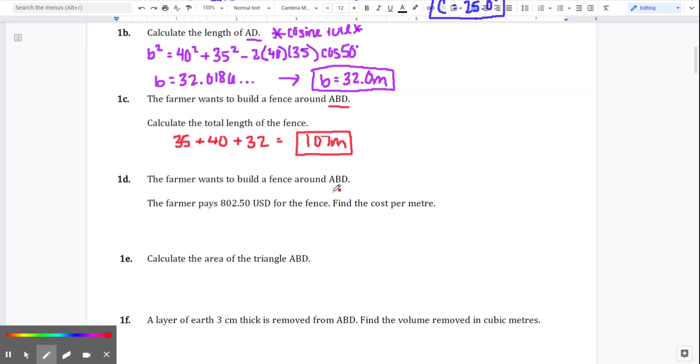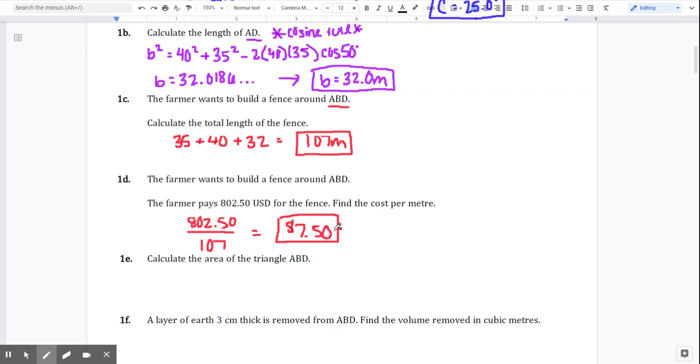Part D, the farmer wants to build a fence around ABD. So that's why we had to find the total length of the fence. We already knew that, sorry. The farmer pays $802.50 for the fence, and we're trying to find the cost per meter. So if he pays a total of $802.50, and we know the total meterage was 105, oh, I'm sorry, 107, then we'll just divide them to figure out the cost per meter. So we're looking at around $7.50 per meter. Remember, you're talking dollars and cents here, plus this is 3 significant figures as well, so we should have that zero at the end.